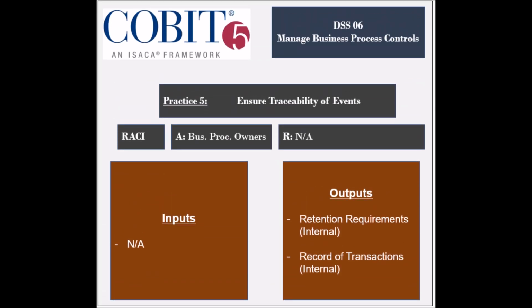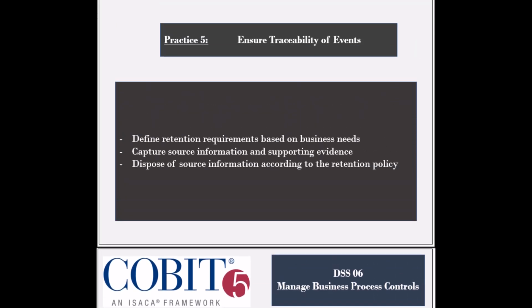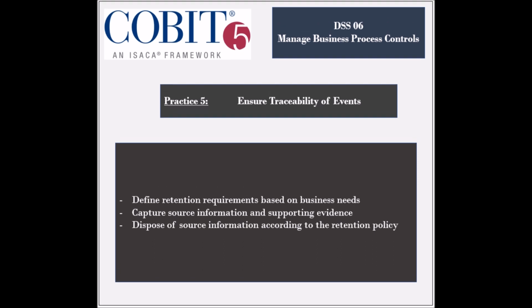The fifth practice is to ensure traceability of information events. The entity held accountable is the business process owners. The practice receives no inputs, but generates 2 outputs which are the retention requirements, and the record of transactions, both to be used internally. The activities involved in this practice include defining the event retention criteria based on business requirements. Source information and the supporting evidence should be documented, and then disposed of later as per the retention policy.